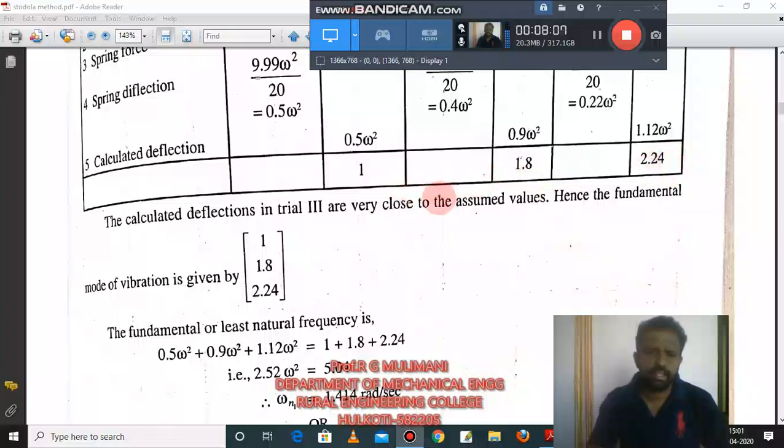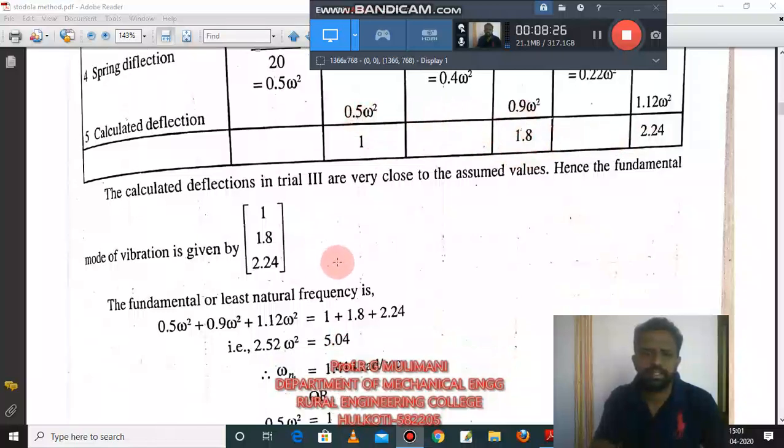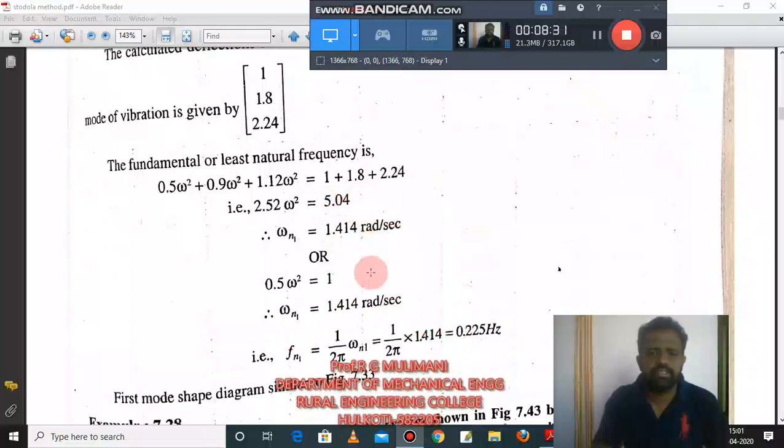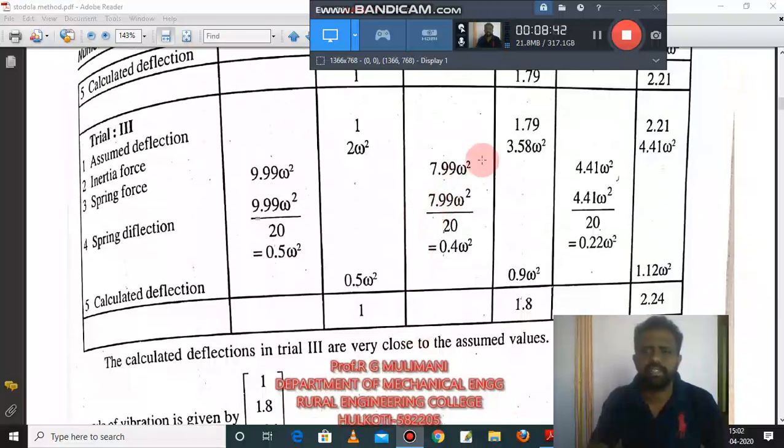Then, to find the natural frequency, you add all the deflections: 0.5 plus 0.9 plus 1.1, which is equal to 1 plus 1.8 plus 2.2, the sum of the calculated deflections, equal to the sum of these values. By this you find the omega value. This omega value is the natural frequency for this system. Okay, this is the Stodola method. By the Stodola method you are finding the natural frequency of a multi-degree of freedom system. Okay, thank you.